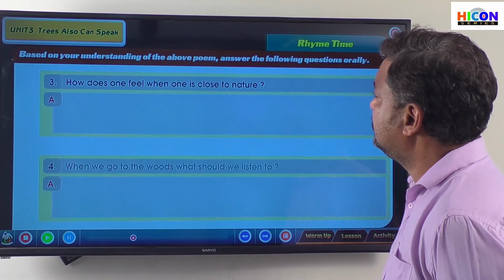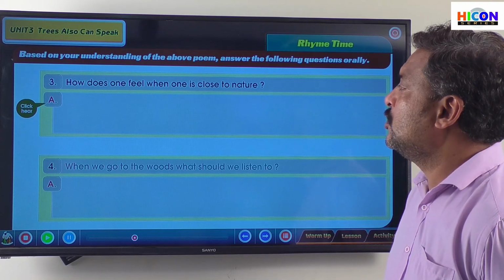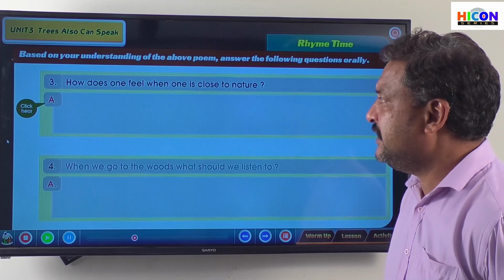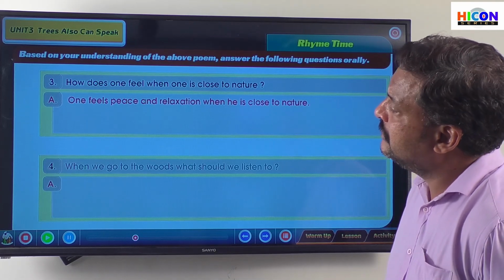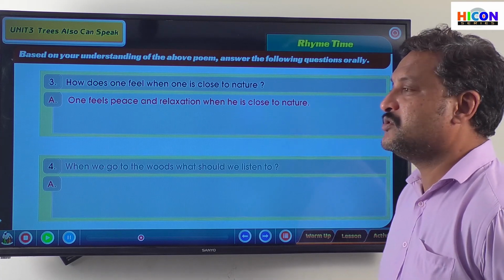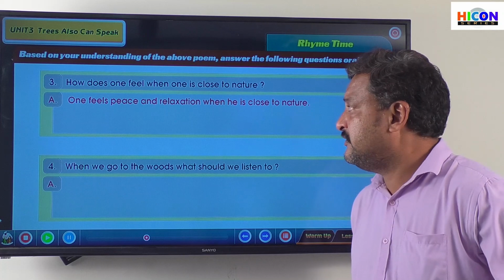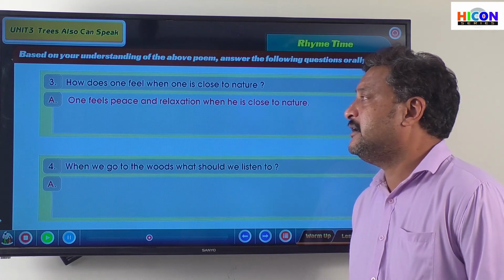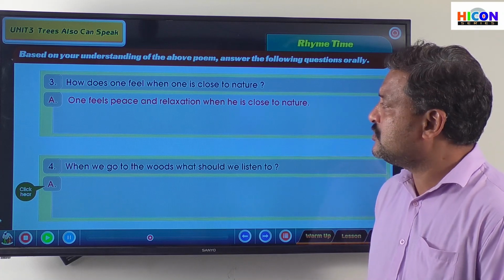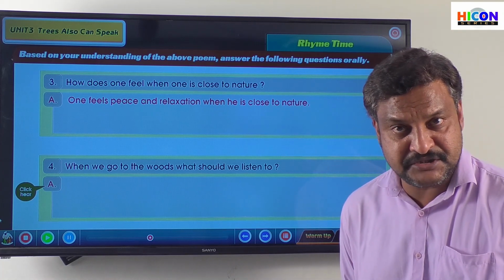Now, the third one, how does one feel when one is close to nature? When we go very close to nature, how do we feel then? One feels peace and relaxation when he is close to nature. When we are very close to nature, we feel very peaceful and we feel much relaxed. Okay? So, when we are close to nature, we feel peace and relaxation.